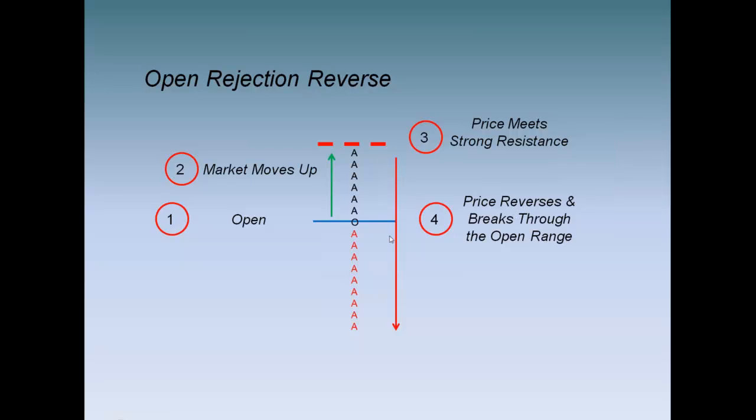range. Now, this is a little bit different than the example I just showed you, because the failure or the rejection actually occurred in the first period. And this is typical of what happens in an open rejection reverse. It happens very early on and quickly. You see the price will move in a particular direction in a strong fashion, and then all of a sudden it'll meet this resistance, and then it reverses and breaks right back through the open.